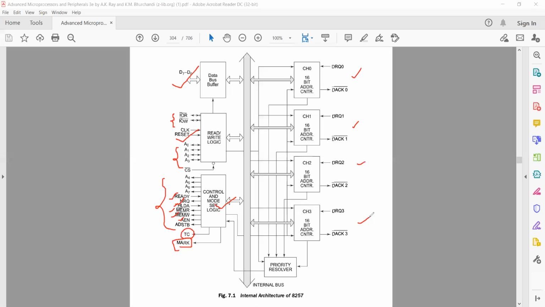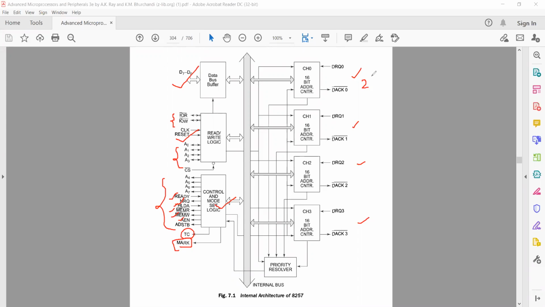These are the 4 channels through which we transfer the data. I told you, from a device we can directly write to the memory of the microprocessor. So those devices will be connected to these channels. And these channels individually will have 2 resistors.